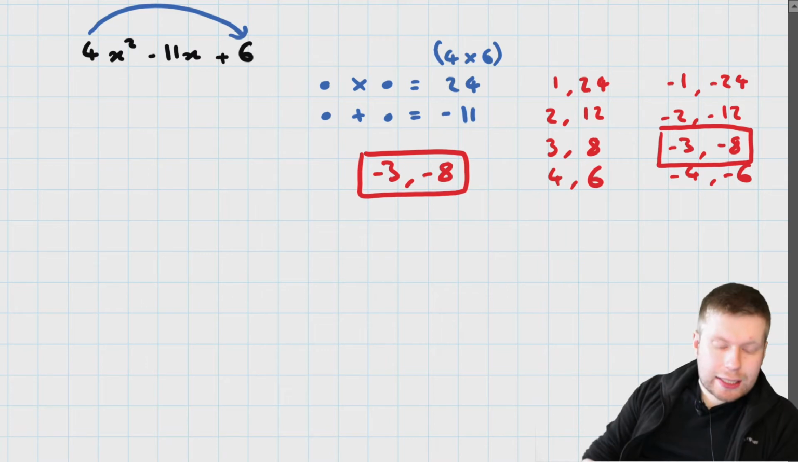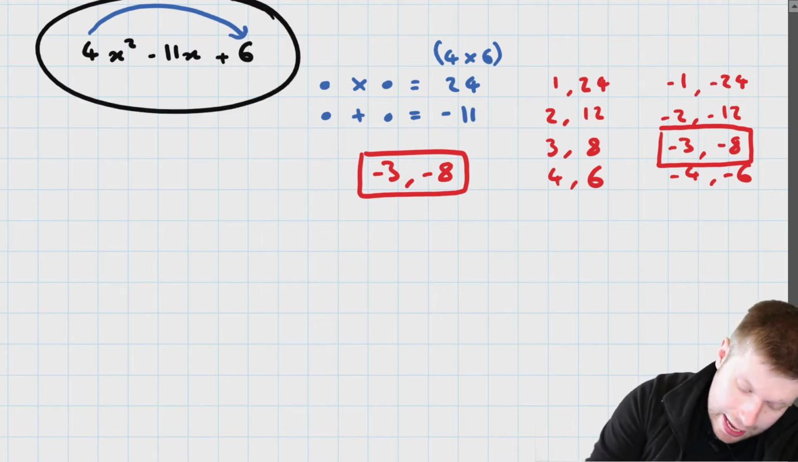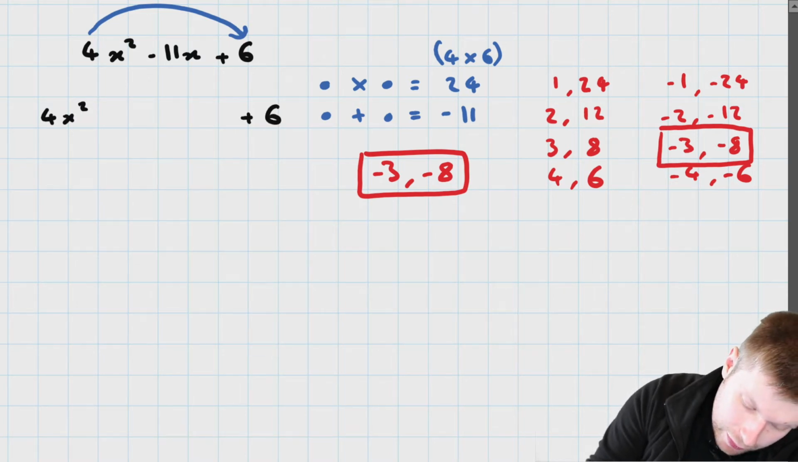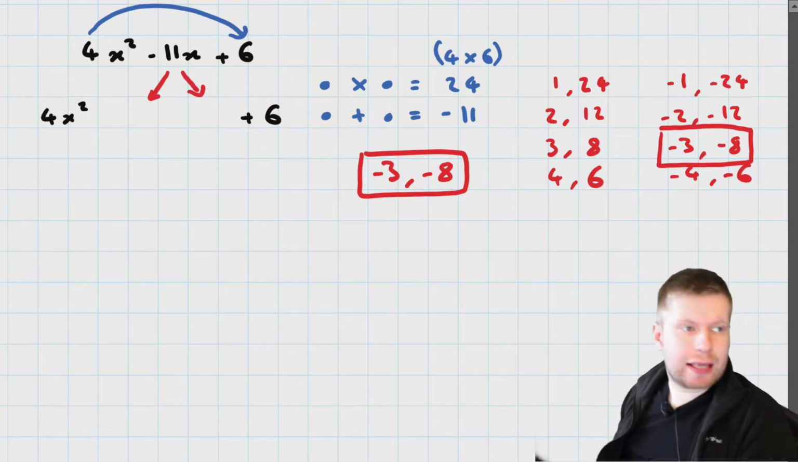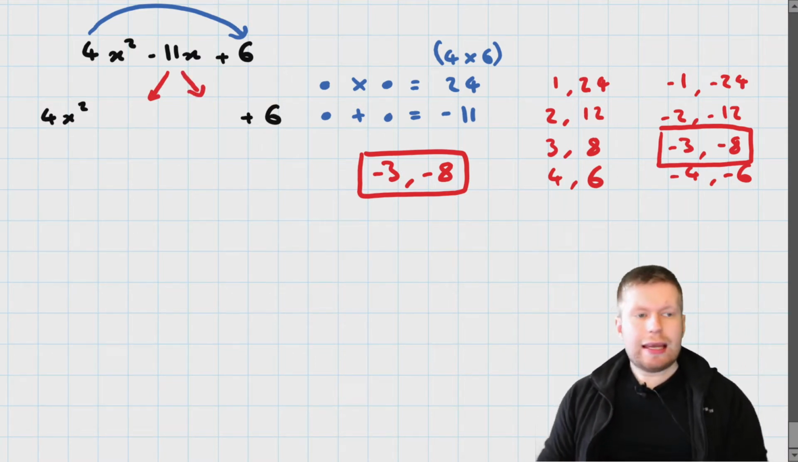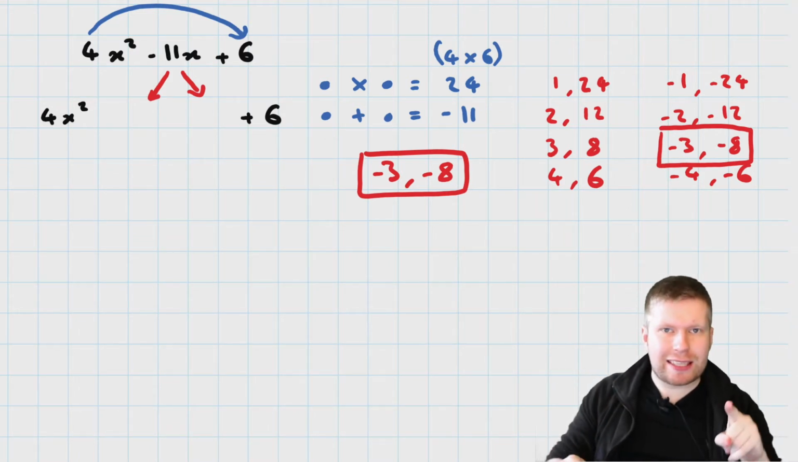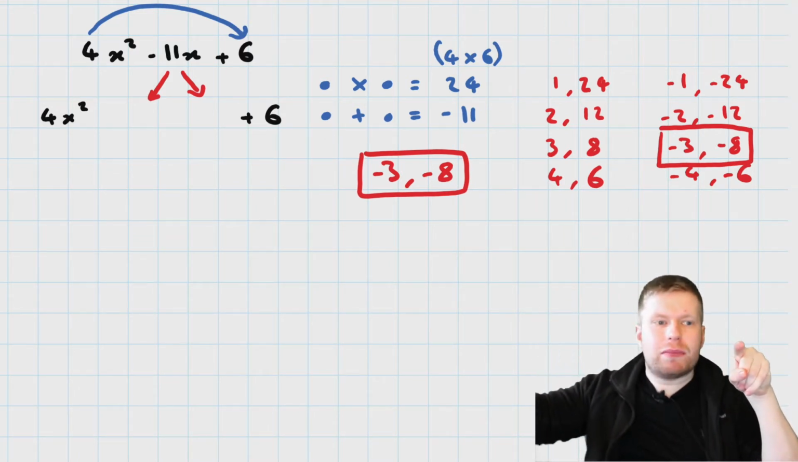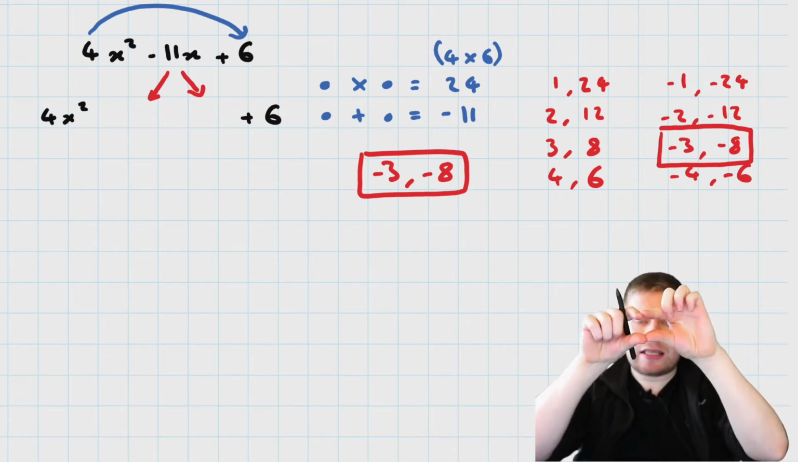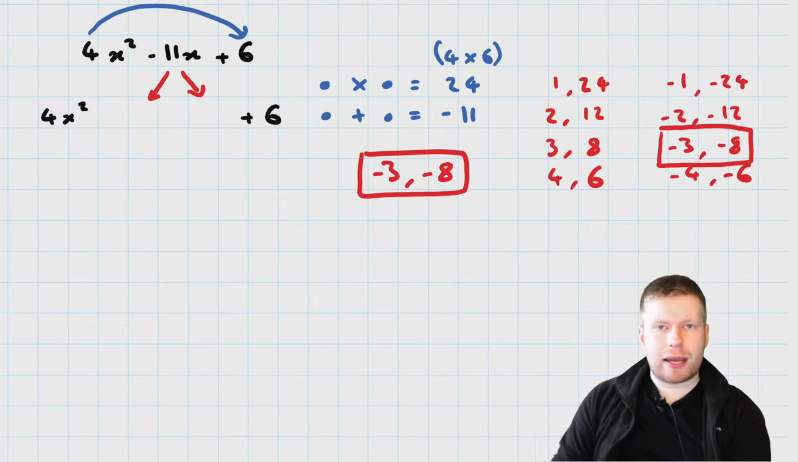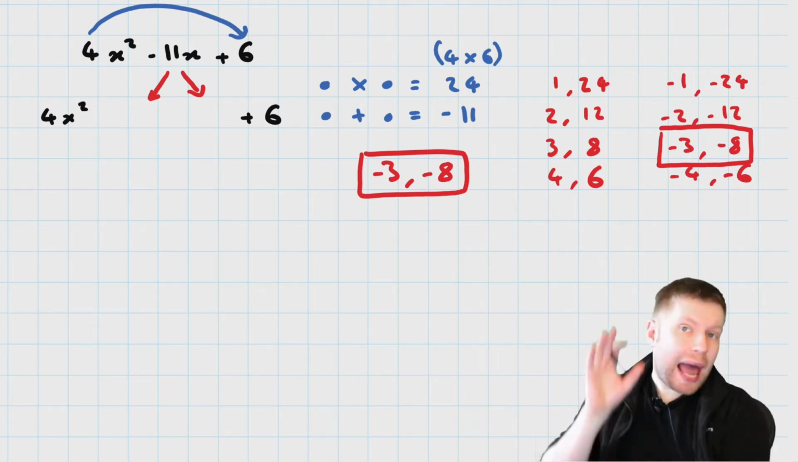Now, what do I do with that set of factors? Well, if I come back over here, I'm just going to copy down my 4x squared, and I'm just going to copy down my last term, which is my positive 6. And what I'm going to do is I'm just going to split my negative 11x up. Now you notice I can split this up however I like. Negative 11x just simply means negative x 11 times. Okay, so just imagine a negative x, another negative x, another negative x, 11 times. That's what a negative 11x is made up of. So I could split that up however I like.